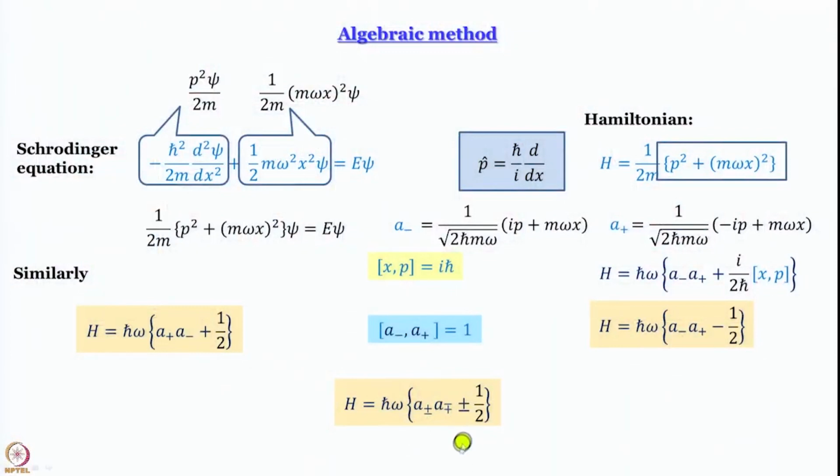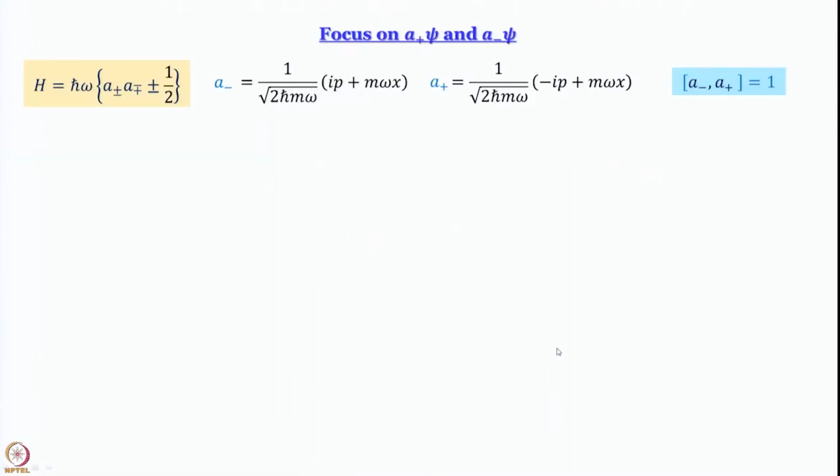So, for now what we can also do is we can write the Hamiltonian, after all Hamiltonian is the same thing, right. We can write it in the general form ħω (a plus/minus a minus/plus plus/minus 1 by 2), which means if you take the top ones you get ħω (a plus a minus plus half). If you take the bottom ones you get (a minus a plus minus half). Okay. So, I have just written these two together. So, this is what we have got so far.